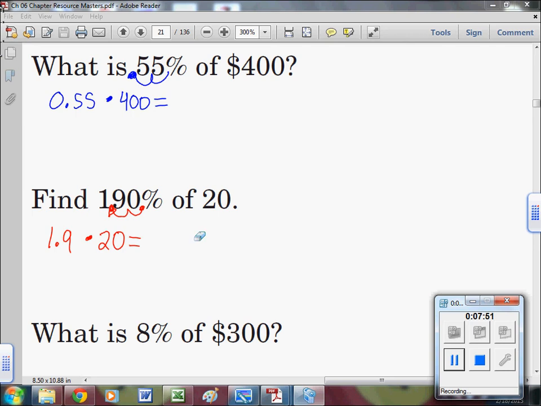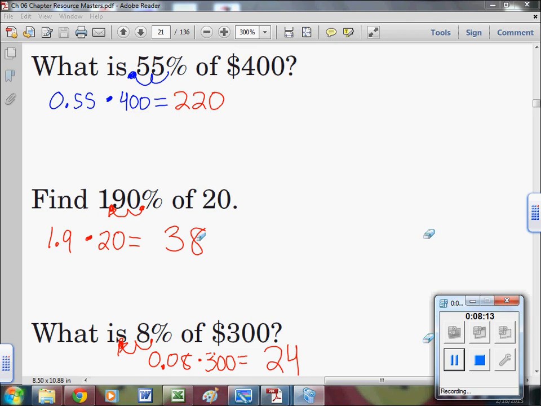Now for the last example, what is 8% of 300? Move that decimal over twice. There's a blank spot, so it's going to be filled with a 0. So that's going to be 0.08 multiplied by 300. So now take a moment to go back with a calculator or with long multiplication, doesn't matter, and fill in each of these answers, because that's what I'm about to do.